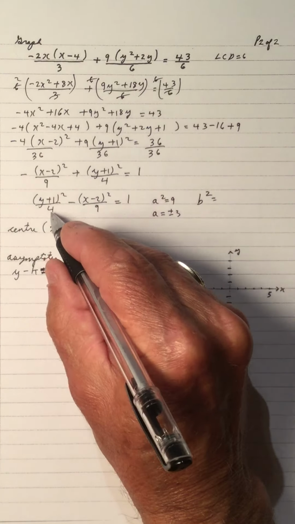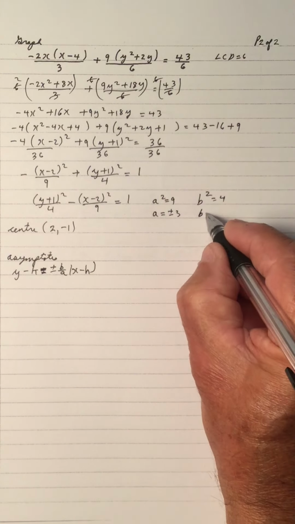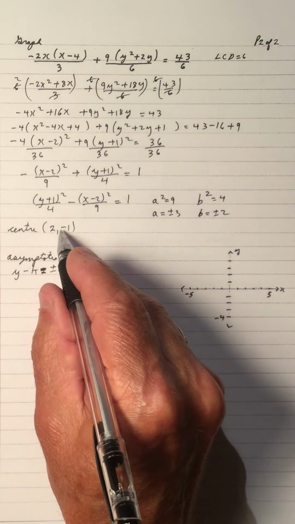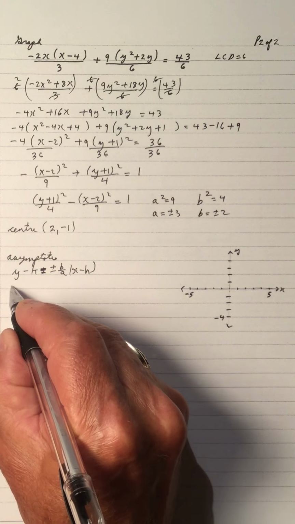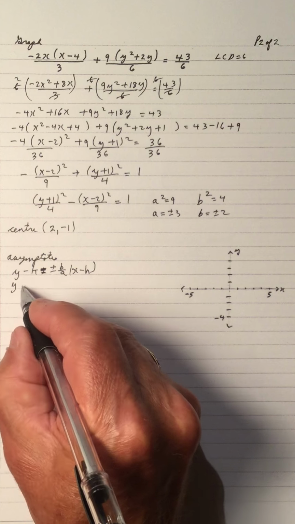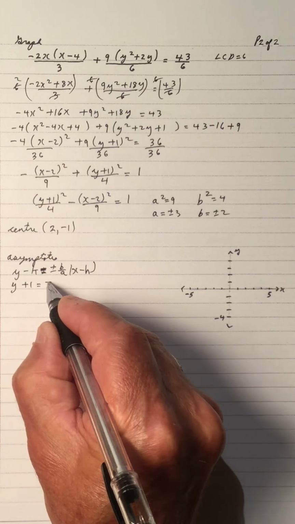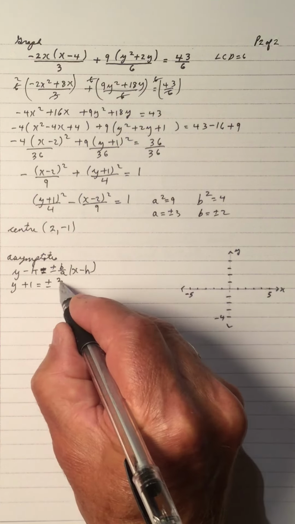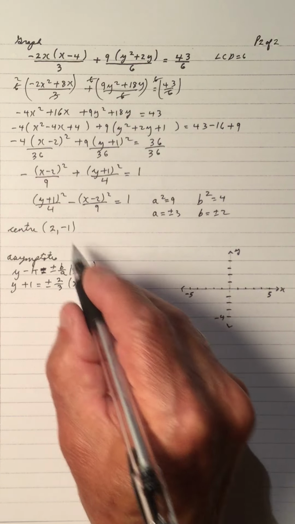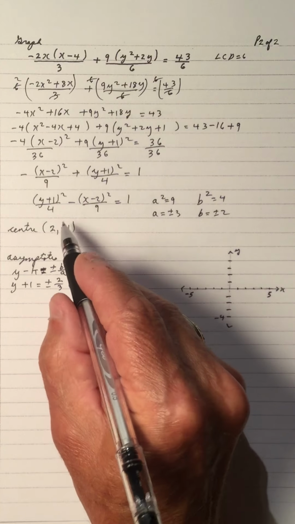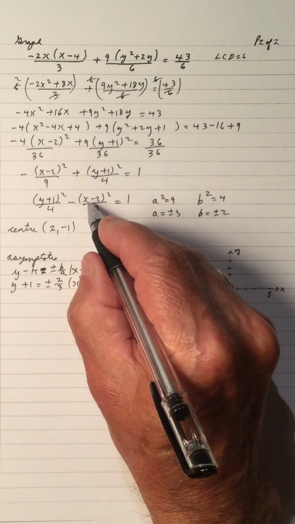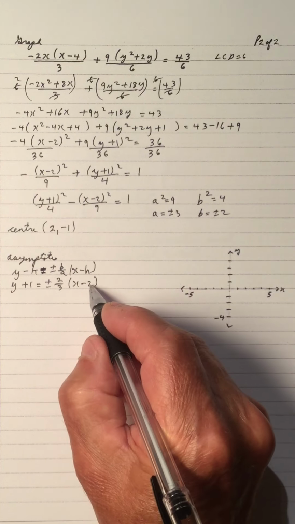b squared is with the y, so b squared is 4, so b is plus or minus 2. So the k is the opposite of negative 1, which is a plus 1. Plus or minus b is 2, a is 3, all over. Opposite of 2 is negative 2. And again, whatever is here, this is y plus 1, so that should be y plus 1. That's an x minus 2, that should be x minus 2.